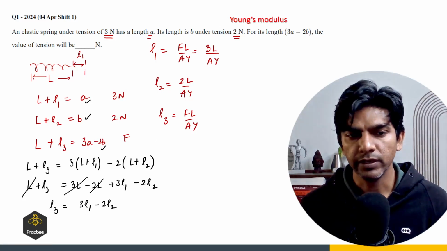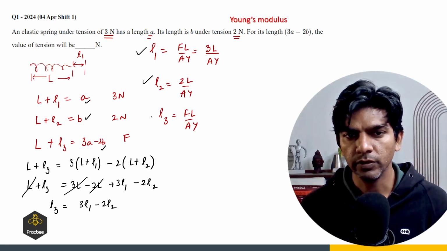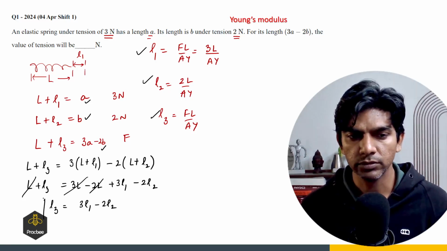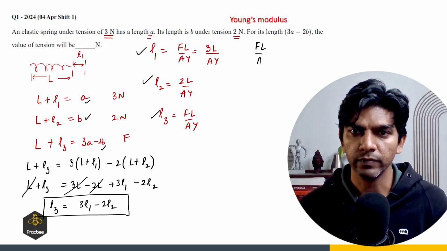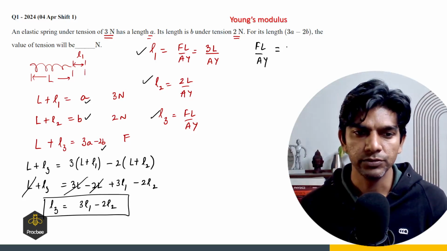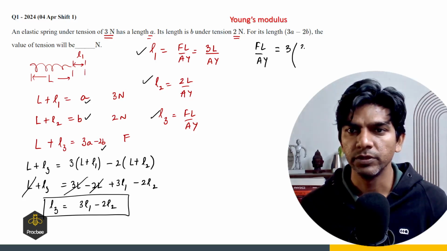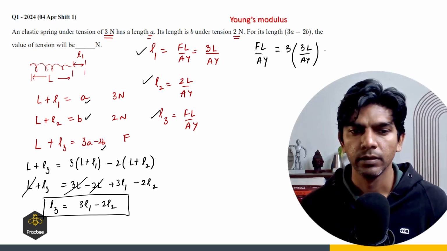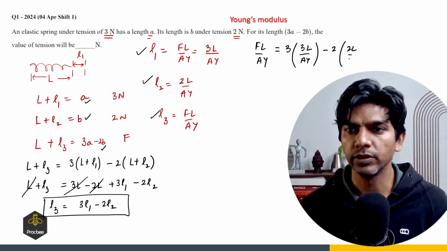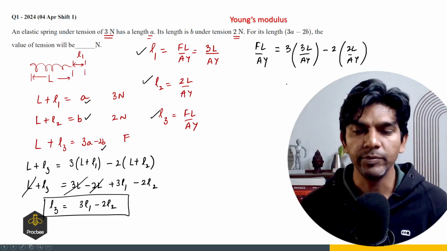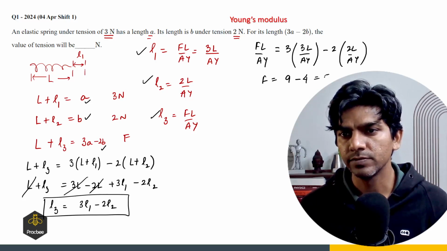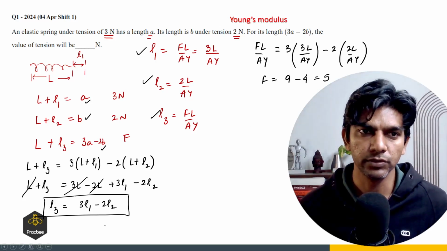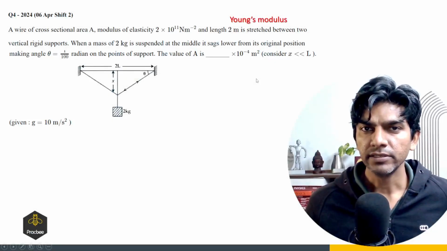Now we can substitute the L1, L2 and L3 values in this equation. So FL upon AY is equal to 3 times L1, which will be 3L upon AY, minus 2 times L2, which is 2L upon AY. Now L upon AY will be eliminated, so we'll get F is equal to 9 minus 4, so that comes out to be 5. So the answer will be 5. Now let us see the next question.